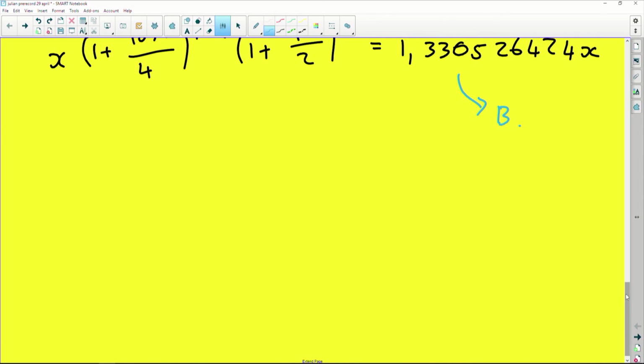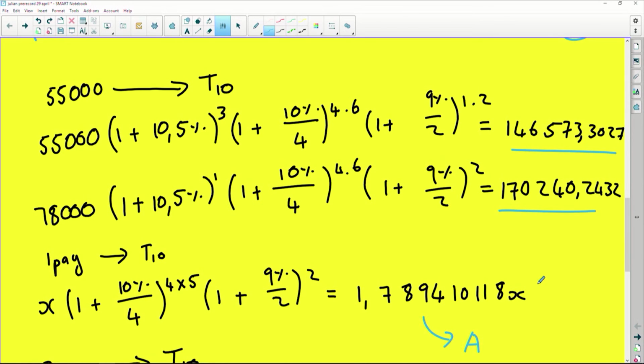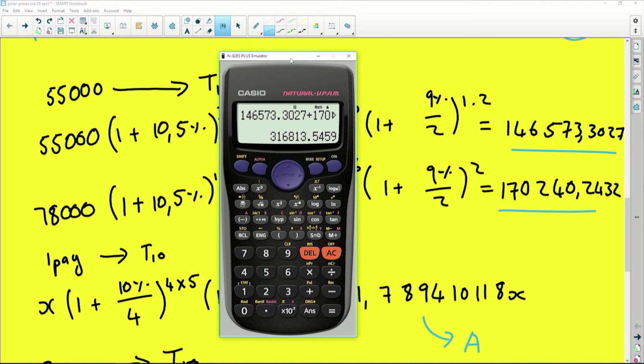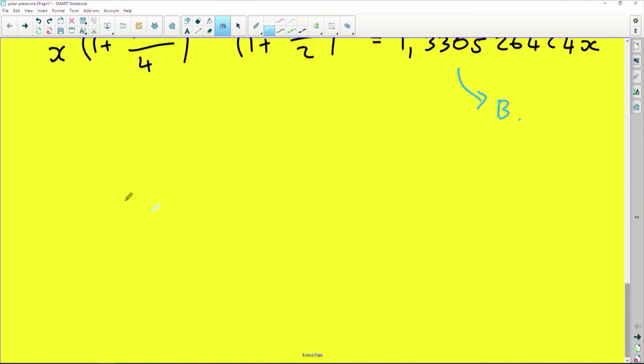So if I do that, these two values added up, I'm just going to add them up quickly using the calculator. I'm then going to have 146,573.3027, I'm keeping all my decimal places for accuracy, plus 170,240.2432, and that gets me a value of 316,813.5459. Now if I have to add up my payments, I'm going to add AX plus BX plus my last payment of X. And like I said, this must all give me a value of 0 at the end of the day to show that I've paid off my loan.